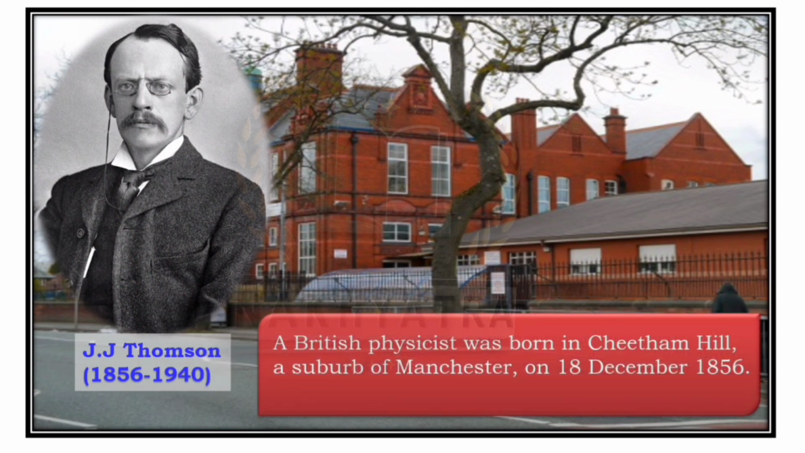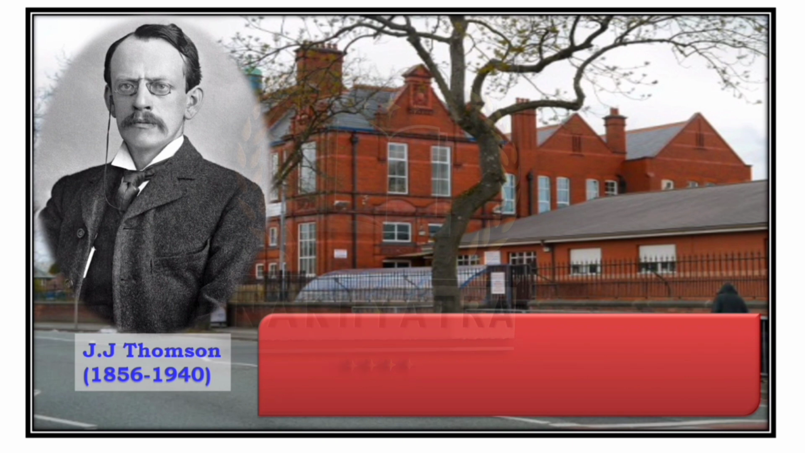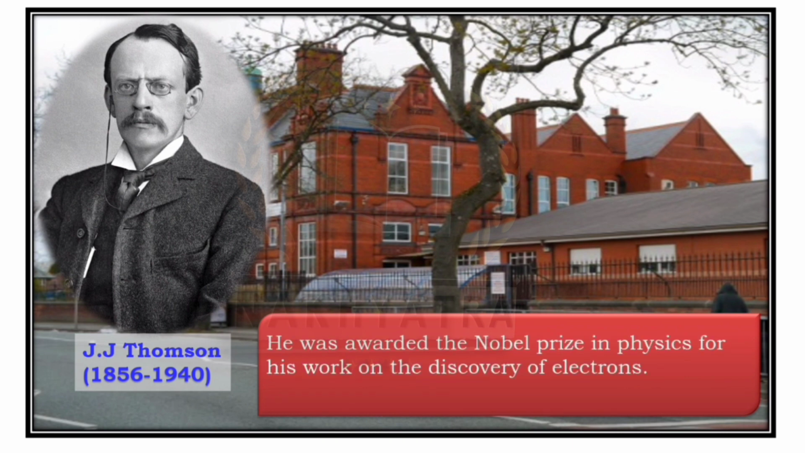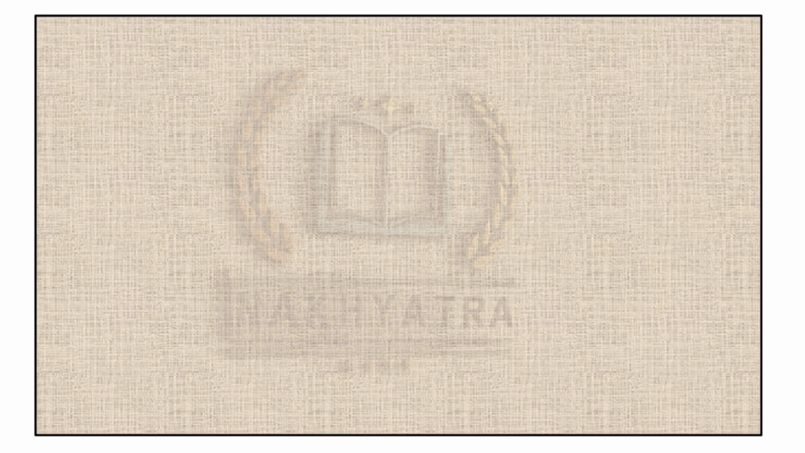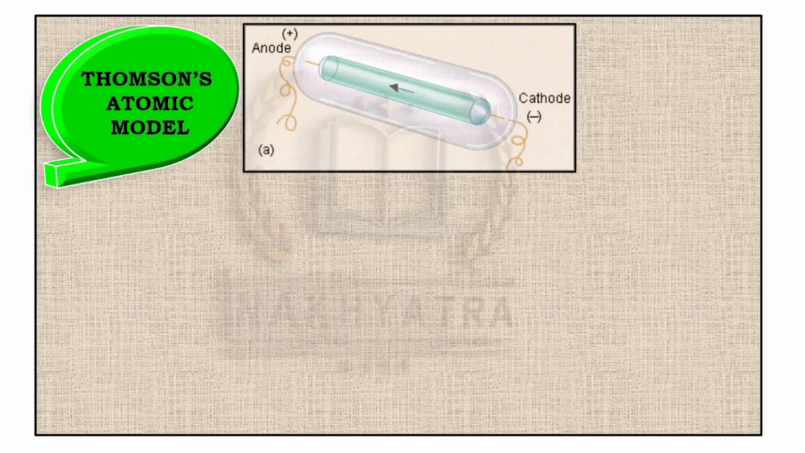Now see, this is the scientist J.J. Thomson, a British physicist who was born in Chatham Hill, a suburb of Manchester, on 18 December 1856. He was awarded the Nobel Prize in Physics for his work on the discovery of electrons. He directed the Cavendish Laboratory at Cambridge for 35 years, and 7 of his research assistants subsequently won Nobel Prizes. Now let us see Thomson's atomic model.